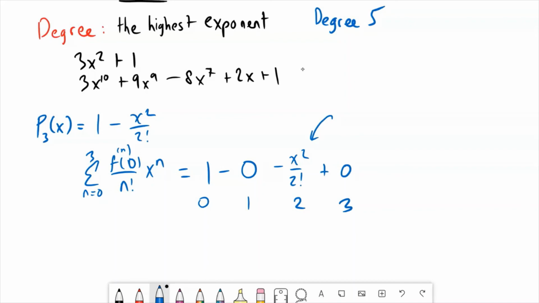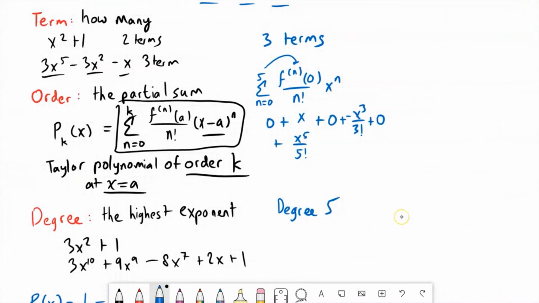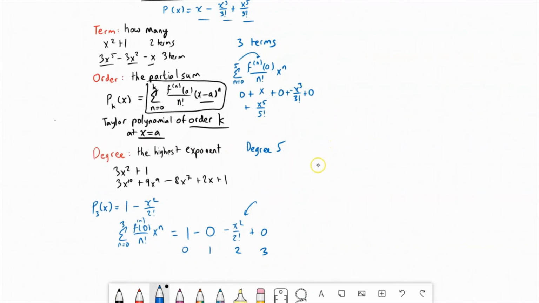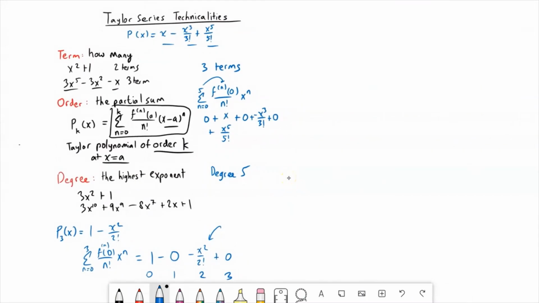So there's a difference between order and degree, and there's also a difference between order and term, and you just have to remember that there are technicalities in their definitions. That's why I titled this Taylor Series Technicalities, because they all seem like they can describe very similar things. Sometimes they do, like order and degree are usually the same, but sometimes they're not.